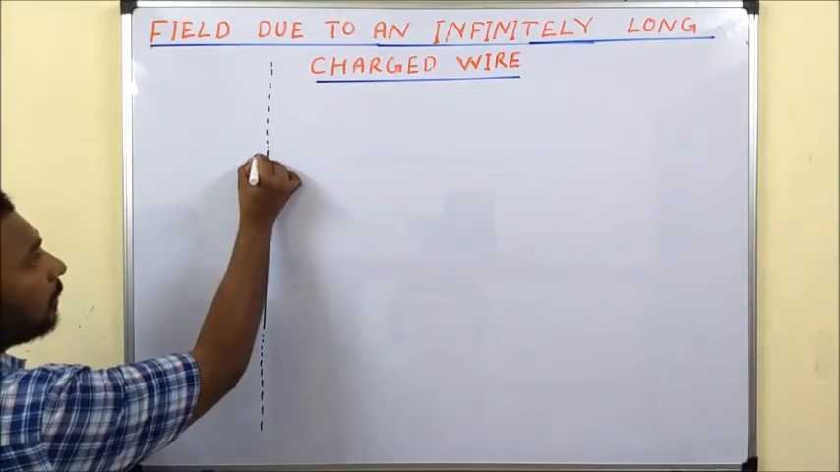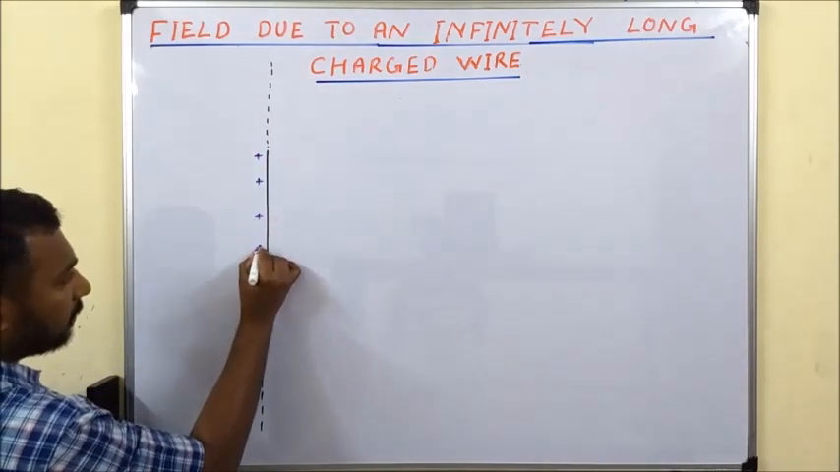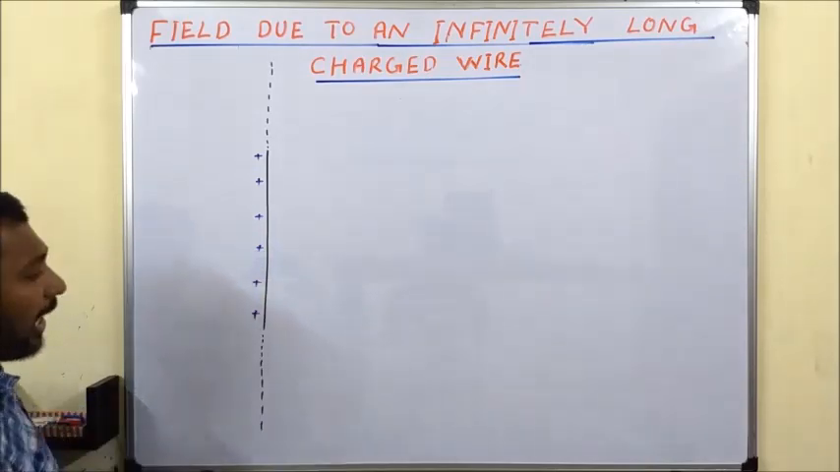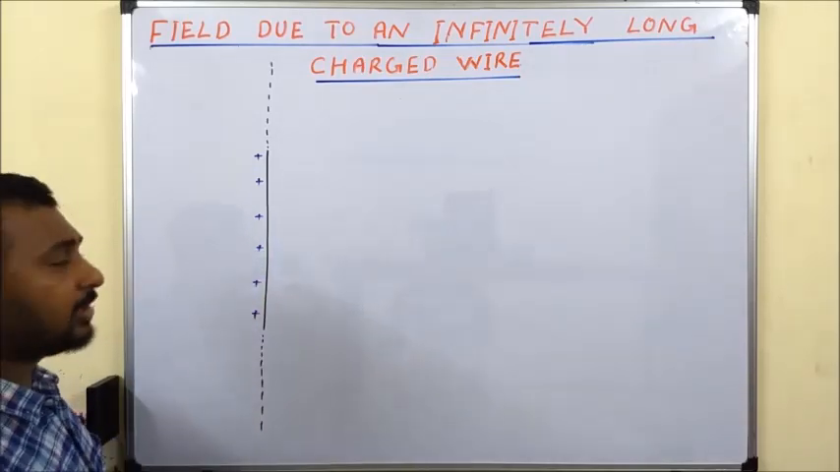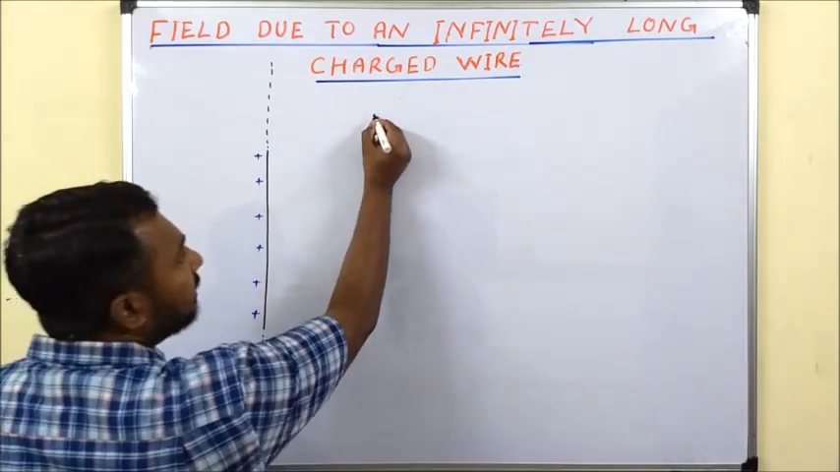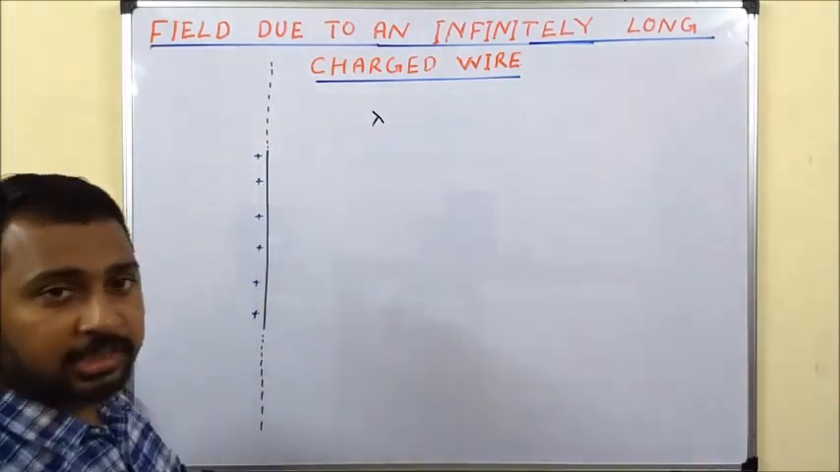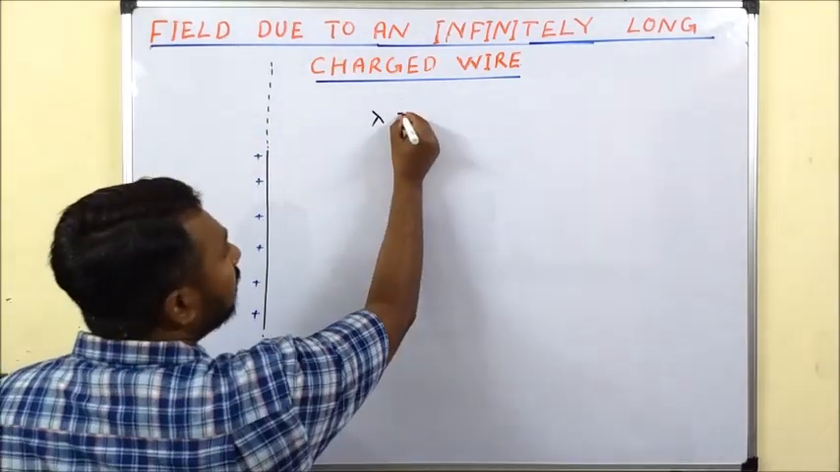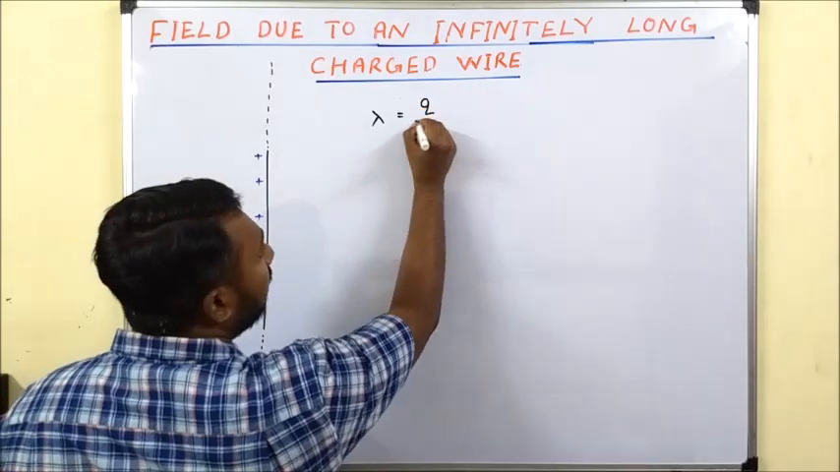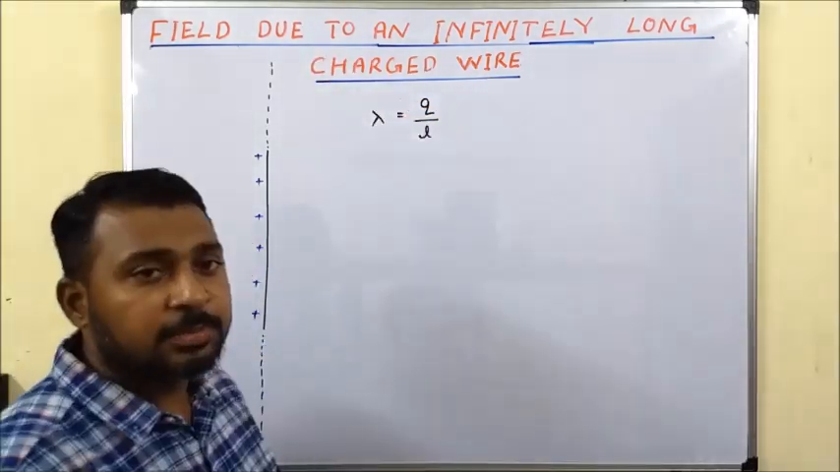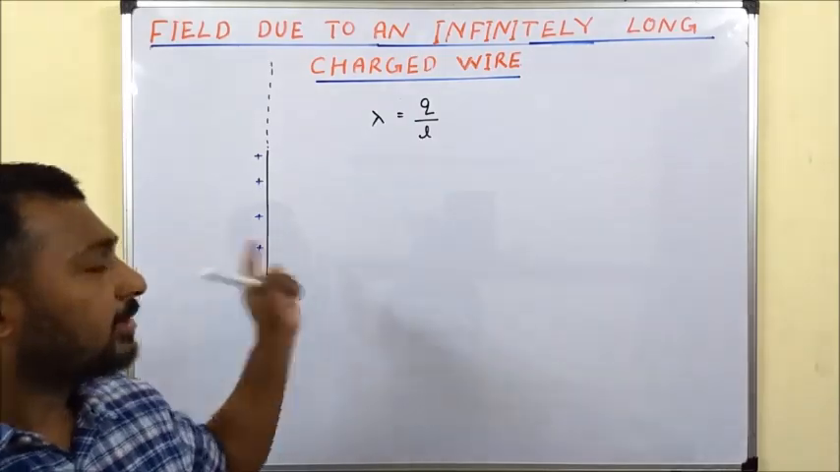Here it is positively charged, and it has a charge density. The charge density is lambda, linear charge density. You know what is lambda? It is the charge per length. So the lambda is given.